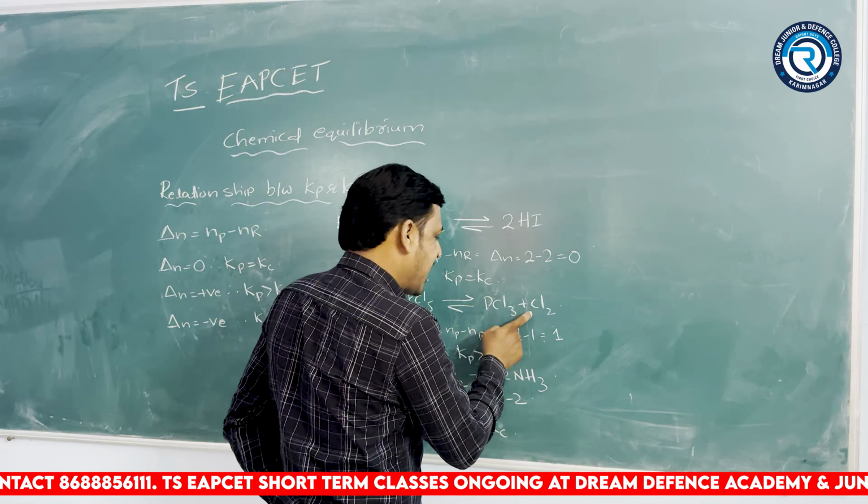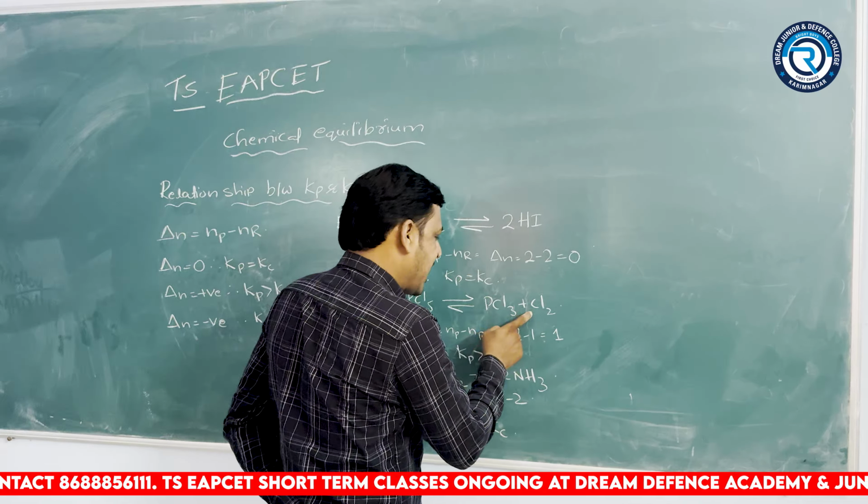nitrogen reacts with hydrogen to give ammonia. The number of moles of ammonia is 2. The number of moles of reactants: nitrogen 1 mole, hydrogen 3 moles, total 4 moles. So delta n is the number of moles of product minus the number of moles of reactant: 2 minus 4 is minus 2.